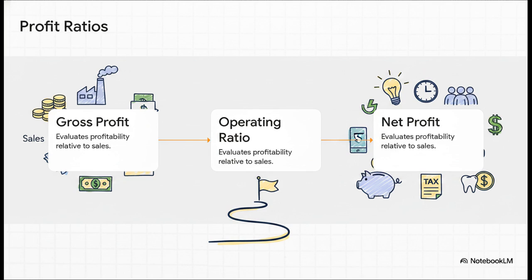Profitability is the scoreboard. But keep in mind, not all profit is created equal. We start at step 1, gross profit. This evaluates profitability relative to sales after just stripping out the direct, raw costs of making the product. Then we step down to step 2, the operating ratio. This factors in the daily, grinding expenses of running the business. Keeping the lights on, paying the staff. Finally, we arrive at step 3, net profit. This is the absolute bottom line. This is after taxes, interest, and literally every other expense has taken a bite out of that original dollar. It shows the ultimate profitability of the core operations.